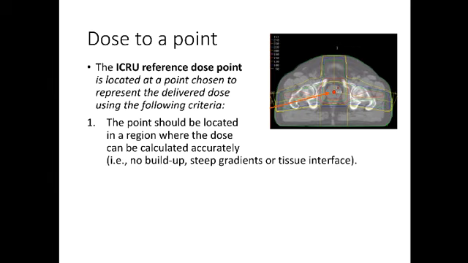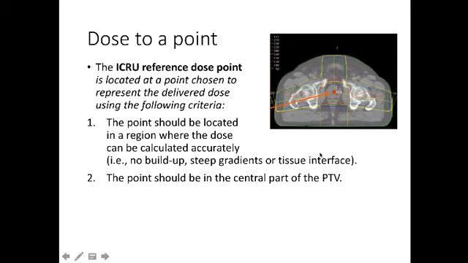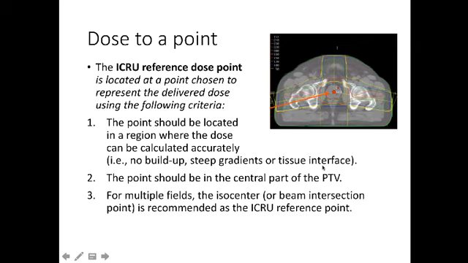And here are some criteria. The point should be located in a region where the dose can be calculated accurately, so not in a buildup, not in a steep gradient, or so on. Second, the point should be in the central part of the PTV, so where you're trying to treat, right here. And the third, final point, for multiple fields, the isocenter or beam intersection point is recommended as the ICRU reference point, unless there's some reason to do otherwise.